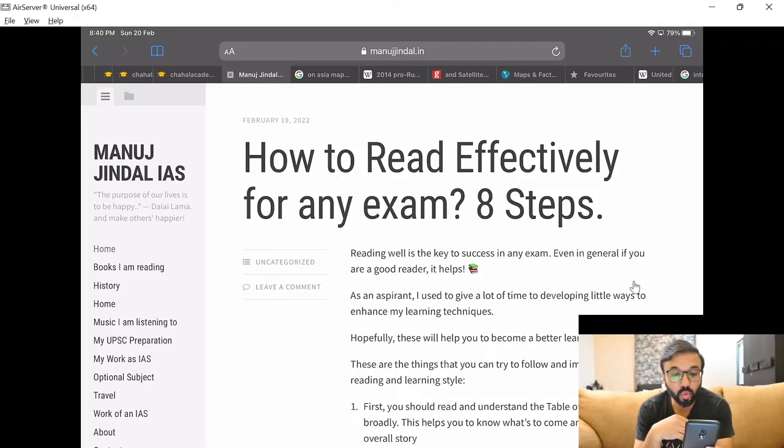If you don't have The Hindu or Indian Express available in your hometown, you can download it online. Online download karke aap usko padh sakte hain. It is available online also.